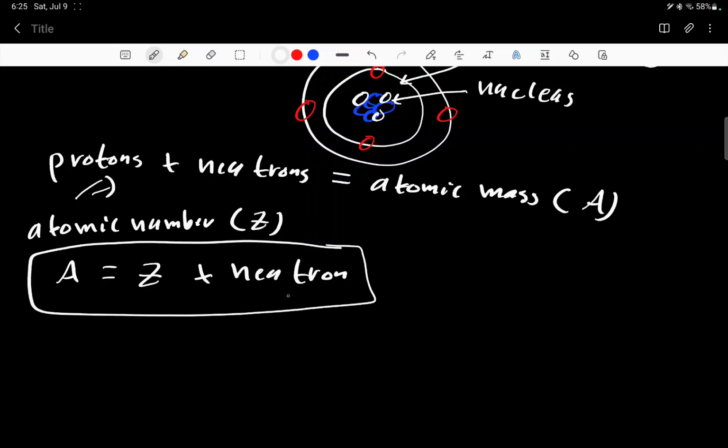We can use this formula to find the number of neutrons if we are given the atomic mass and the atomic number. We can represent any element like this. If we say that X is any element, then we are going to write at the upper left corner the atomic mass A, and in the lower left corner Z, which is the atomic number.